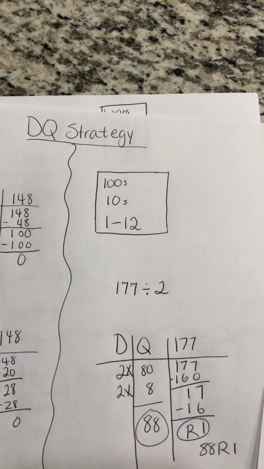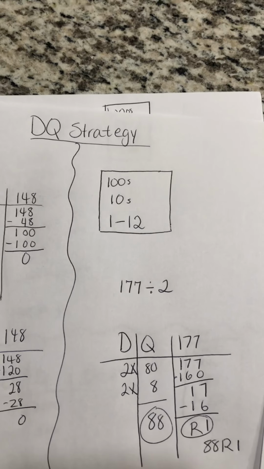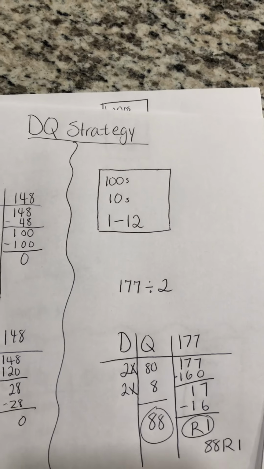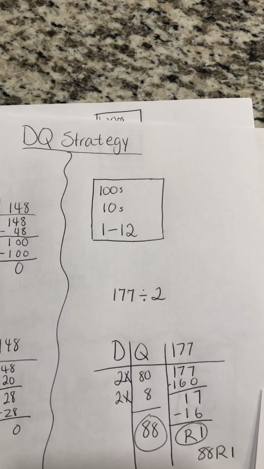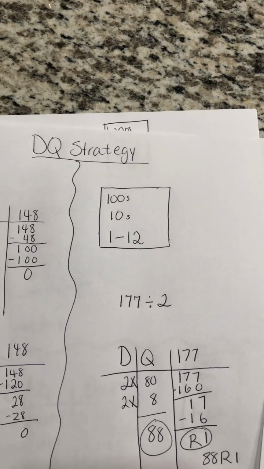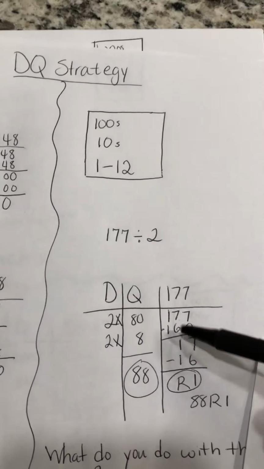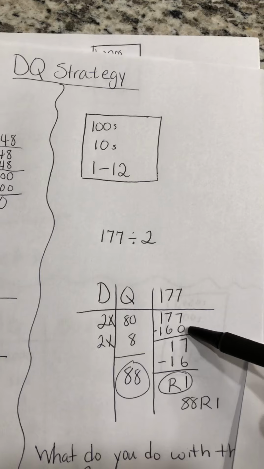I'll start thinking about how I know that 2 times 20 is 40. 2 times 30 is 60, right? And I keep going, and I get to 2 times 80. And I realize that that's 160, and that's very close to 177. So I decide to write that in my quotient column. 2 times 80 is 160.